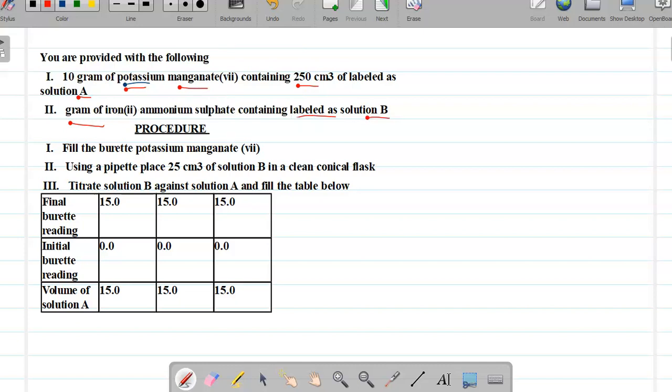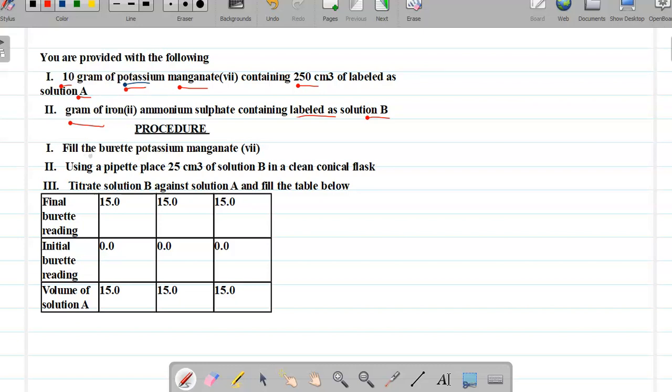So such kind of question, how do you solve it? In one of the solutions you are given its mass and its volume, and for the other solution you are not given anything. That's what we call phase 3. So now let us see how we can solve such kind of problem.